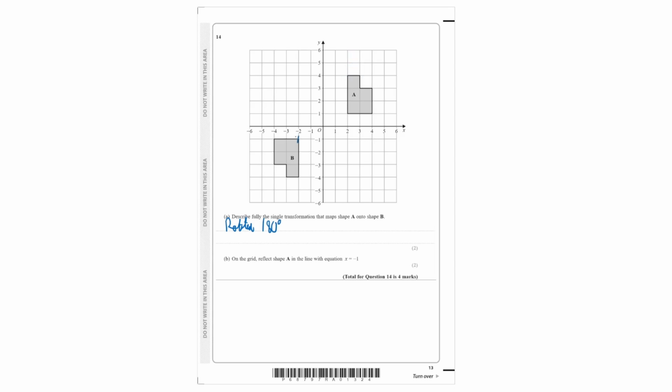We can see that this corner is congruent to this corner, and if we simply draw a line, any point which intersects on the vertices is the point of rotation. So rotated 180 degrees about point, and then we simply write the coordinates of the point, (0, 0).